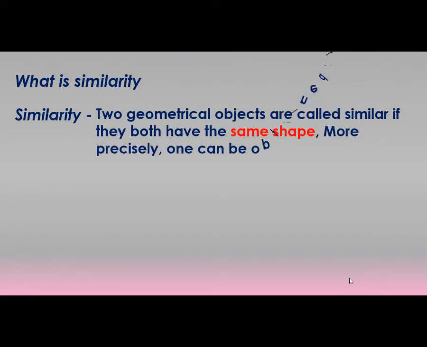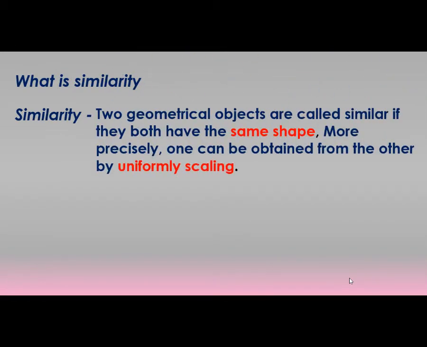In my previous classes, I already explained about similarity. Two geometrical objects are called similar if they both have the same shape but maybe differ in size. More precisely, one can be obtained from the other by uniform scaling.